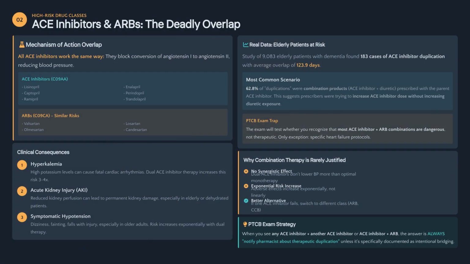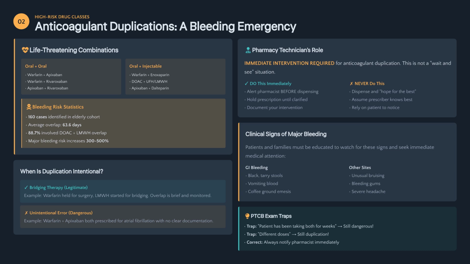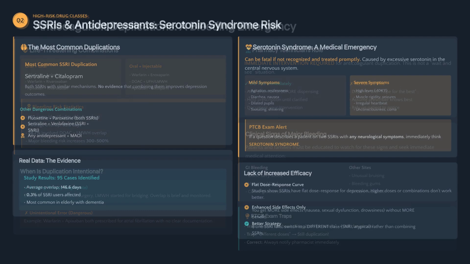ACE inhibitors and ARBs represent a deadly overlap. Duplication can cause hyperkalemia and acute kidney injury. The PTCB exam often tests your knowledge that combining an ACE inhibitor and an ARB is usually dangerous. Anticoagulant duplication is a bleeding emergency involving combinations like warfarin and apixaban. Your role is immediate intervention. Alert the pharmacist, hold the prescription, and document your actions.